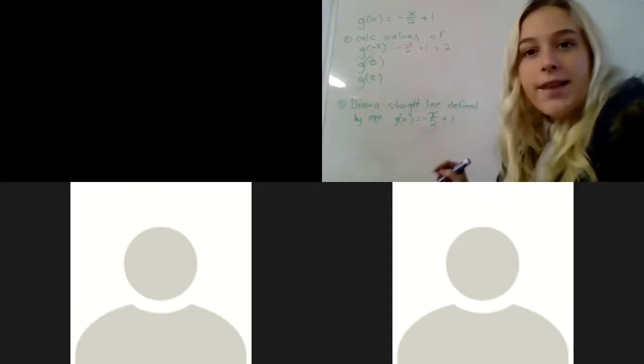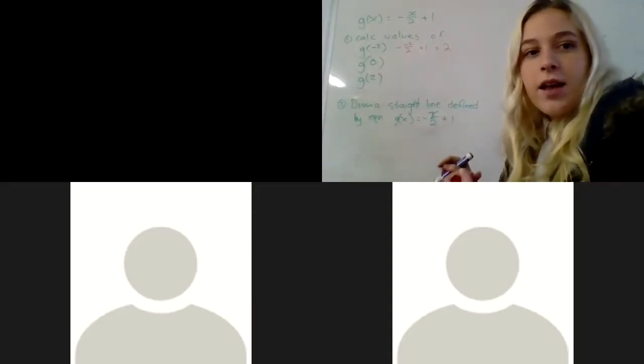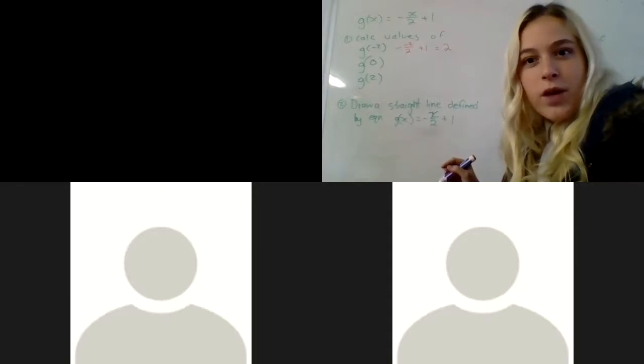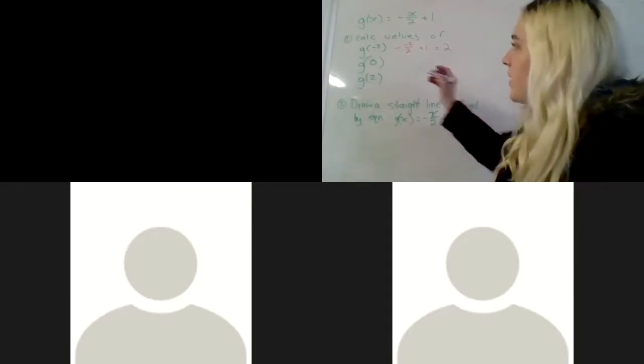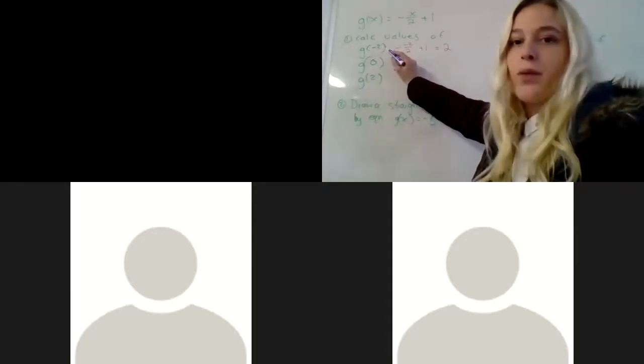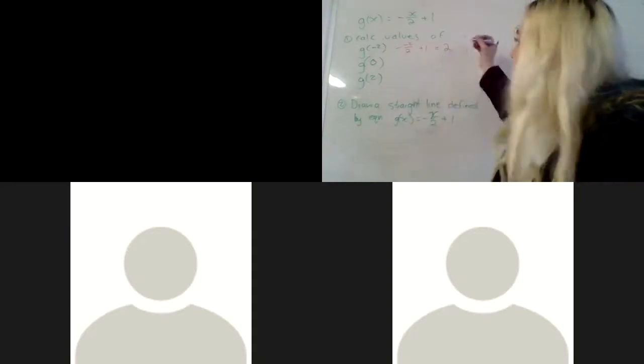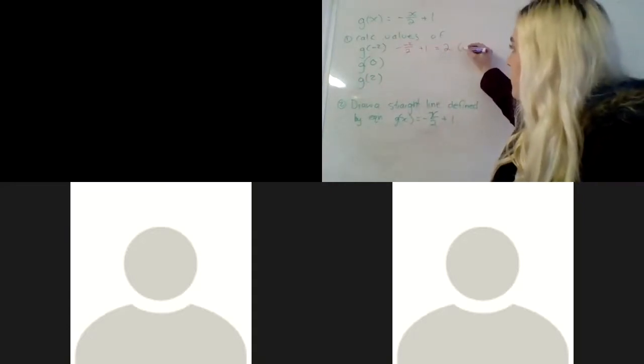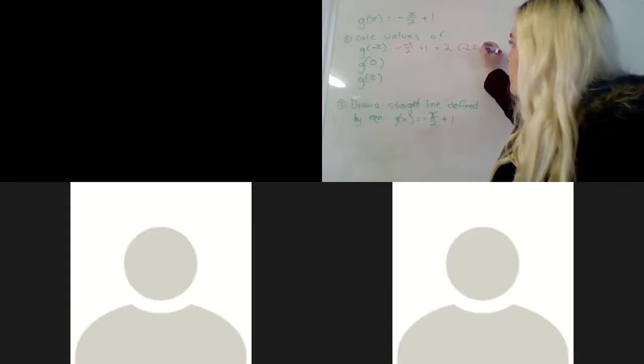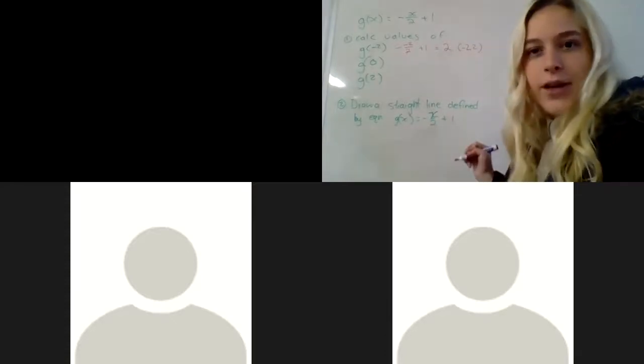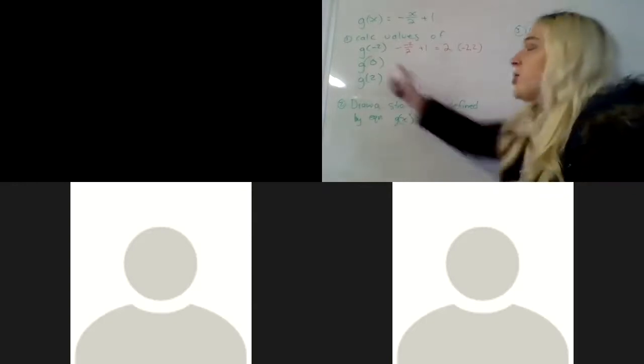If we wanted to write that as a coordinate, we could. We know what our x would be. Our x is negative 2, and what we just worked out would be our y. So let's write this in a coordinate. It would be negative 2, 2. Okay. Let's have a look at g of 0.